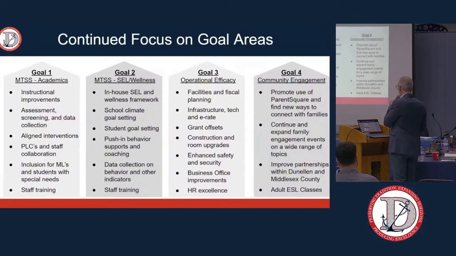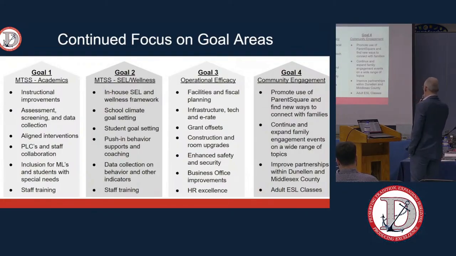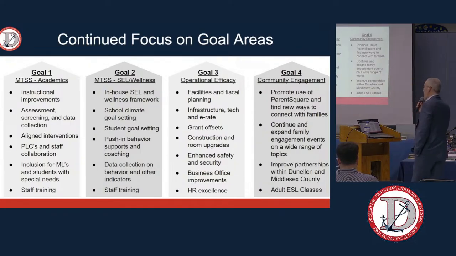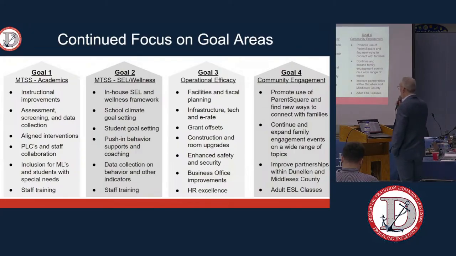As we move forward, we have continued focus on our 4 goal areas. In terms of MTSS, which is a multi-tiered system of support, we have academics, SEL and wellness, operational efficacy, and community engagement. You will notice that many of these things are the same as what we're doing now, because we're doing the right things. So instructional improvements, assessment, screening, and data collection, aligning our interventions, working with PLCs and staff collaboration, inclusive environments for multilingual learners and students with special needs, staff training, right?